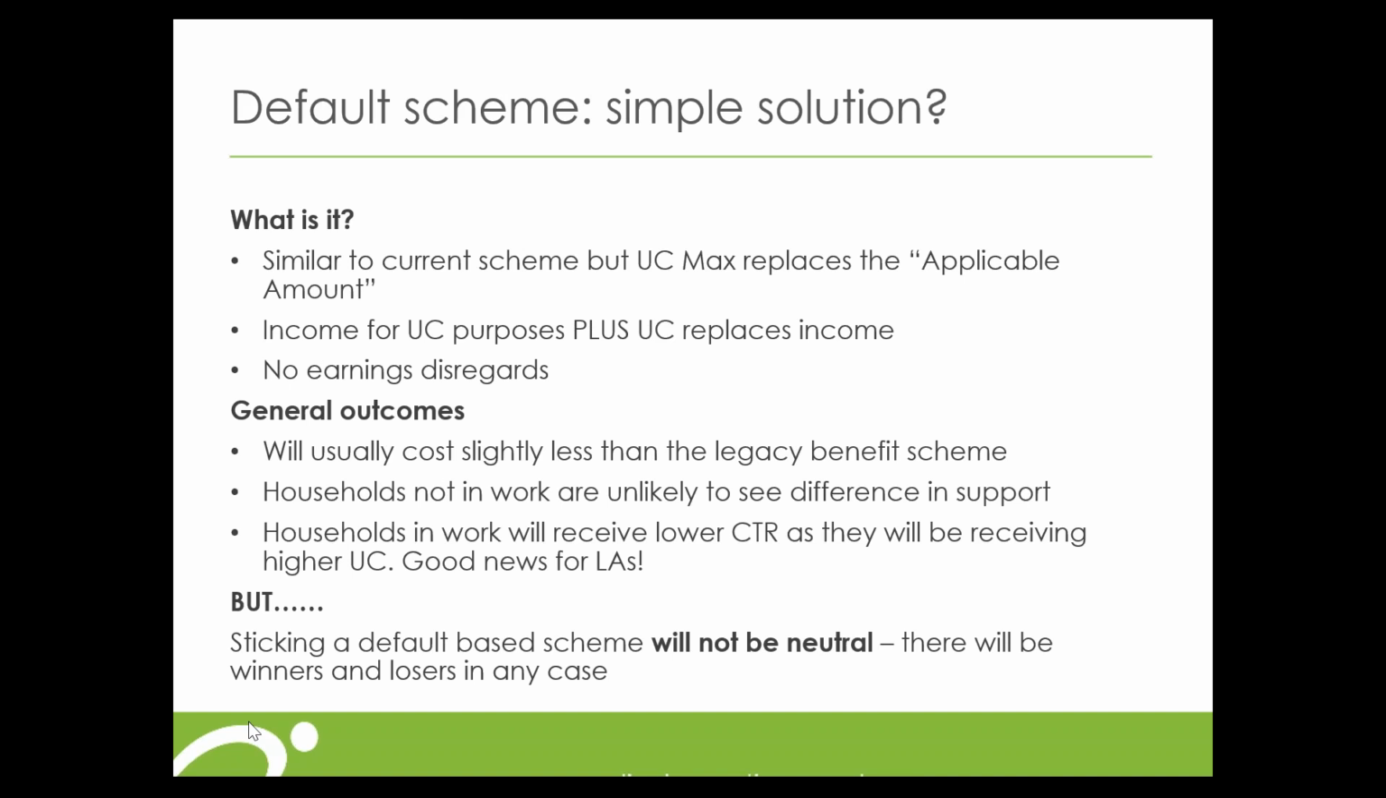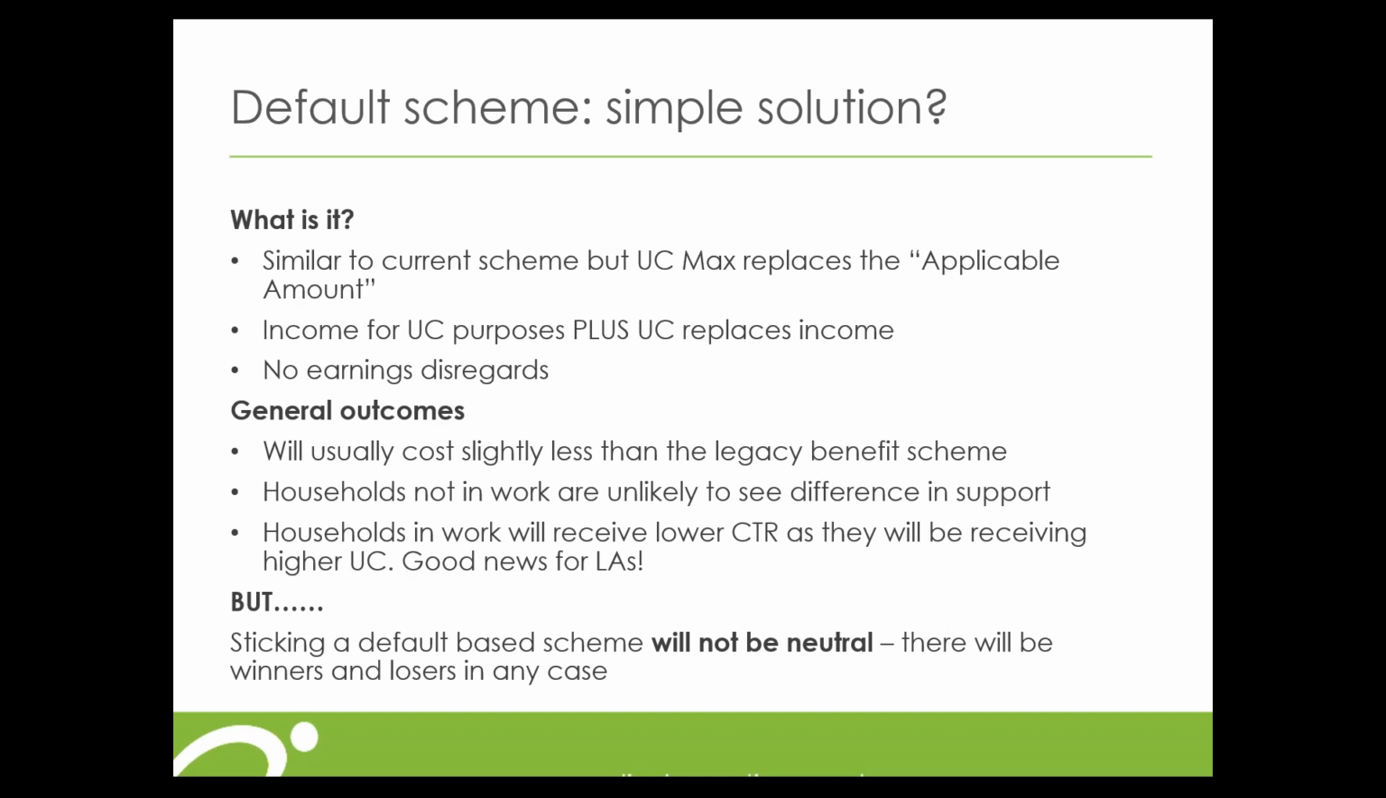Right, so yes, you can reduce admin costs either through having a whole scheme change in a radical approach, or by reducing it within the default scheme. But let's just remind ourselves what the default scheme is under universal credit. It's very similar to the current scheme, but the UC max replaces the applicable amount, and income is the income for universal credit plus the amount of universal credit, and there's no earnings disregards.